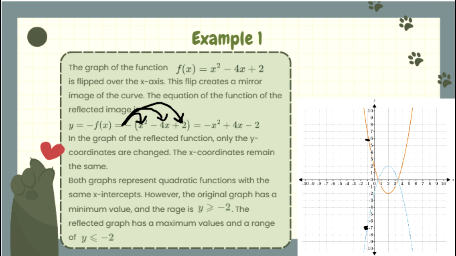Both graphs represent quadratic functions with the same x-intercepts. However, the original graph has a minimum value. So this one has a low point, this minimum value right here. That's what it's talking about, of y equals negative 2. The reflected graph has a maximum value. It has a high point right there of y equals positive 2.